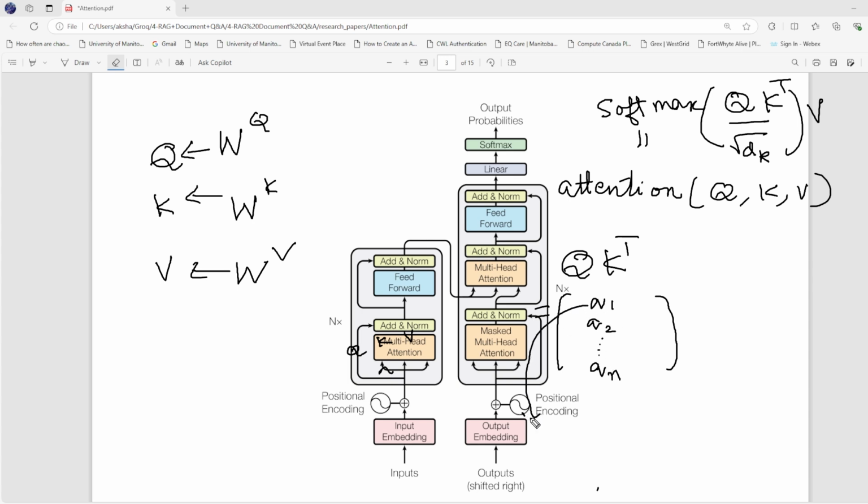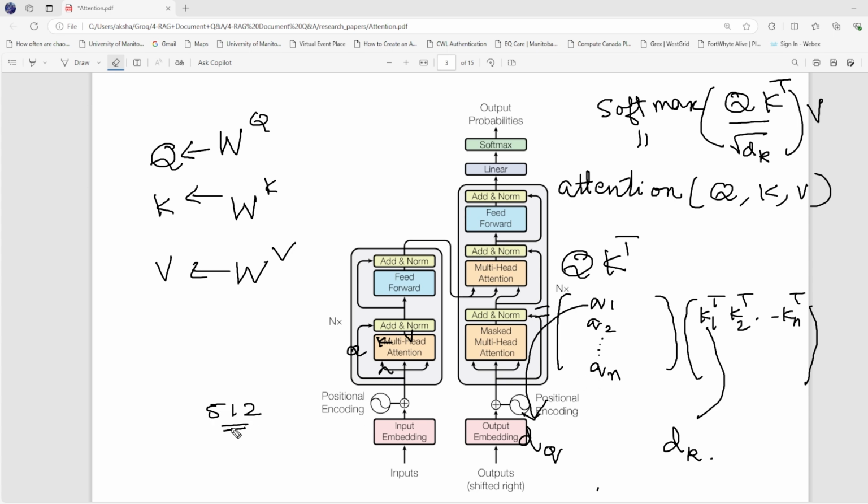So what do I mean by that? They are actually reducing the dimension. So it's not exactly 512. They have this query vector of length dq. Every one of them will have a length of dq. And then every one of the key matrix, they are taking a transpose of this, so that this will be K1 transpose, K2 transpose, Kn transpose. Every one of them will have a length of dk. The reason being they have split 512 into these smaller dimensions.